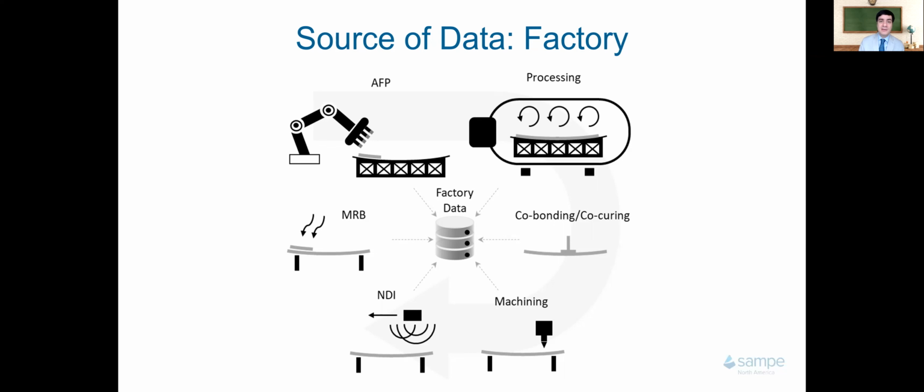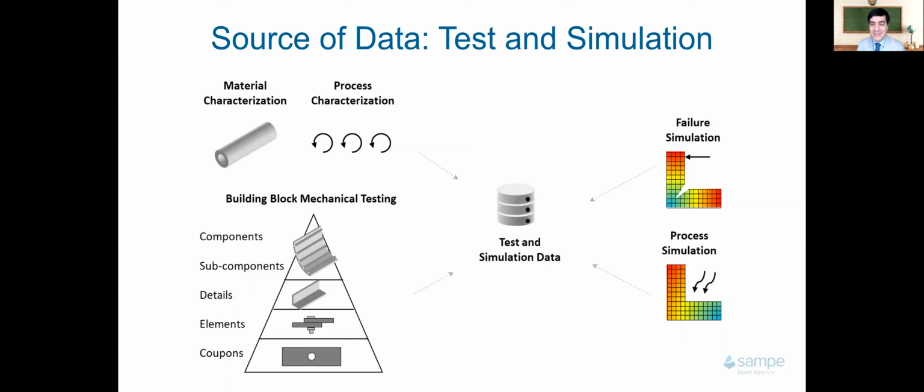What else do we have in terms of sources of data? Data might come from test and simulation as well. When you're characterizing material, when you're characterizing process, you are basically generating data. Where you're going through the entire building block approach and doing hundreds of thousands of tests, you're basically generating tons of data. But data can also come from simulation. You might do failure simulation. You might do process simulation using finite element models. And that seems a bit odd if you have finite element. Why do I need to generate data for machine learning? But you will see in a minute why that is quite important.